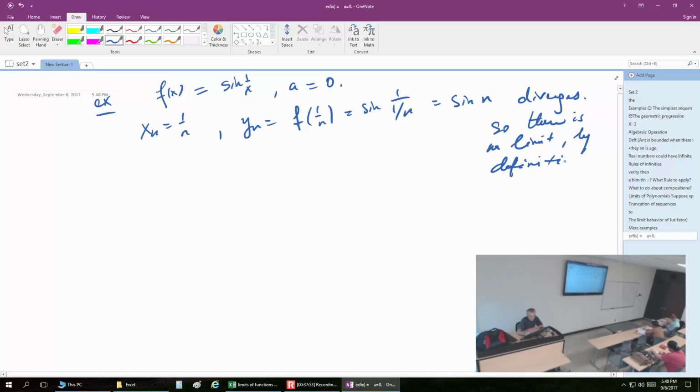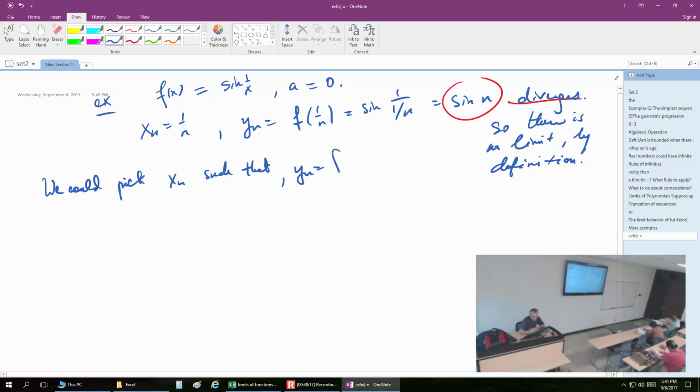Okay, but I want to demonstrate that it's not necessarily the case of such bad behavior. So this is the bad behavior I'm referring to. It diverges, but we could pick xn such that yn of xn converges. Okay, so if you look at the graph again, let me plot the graph again.